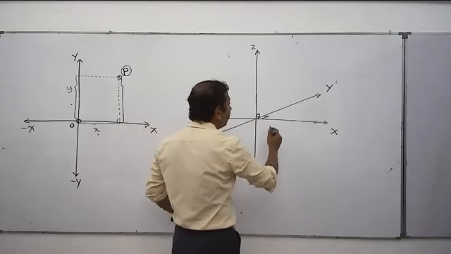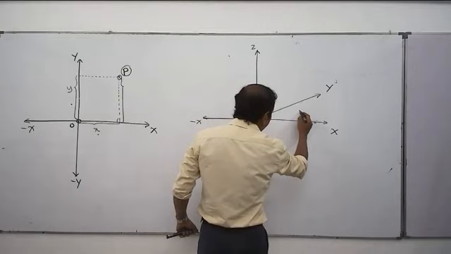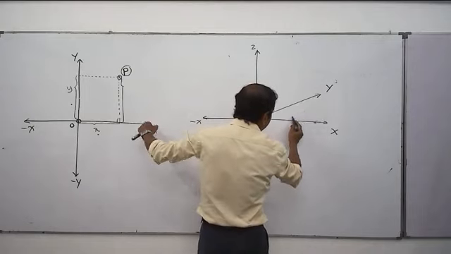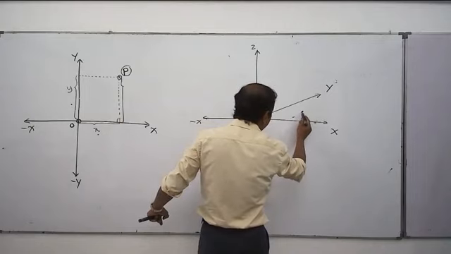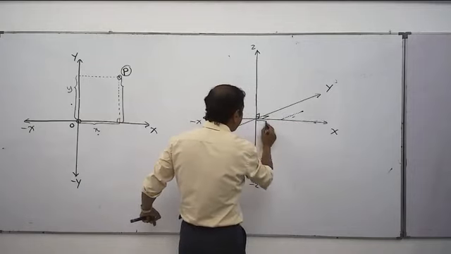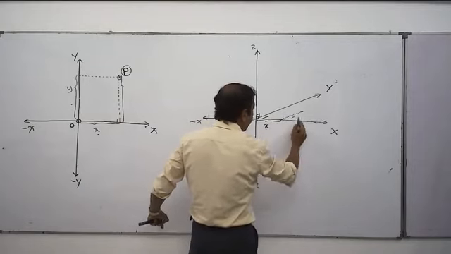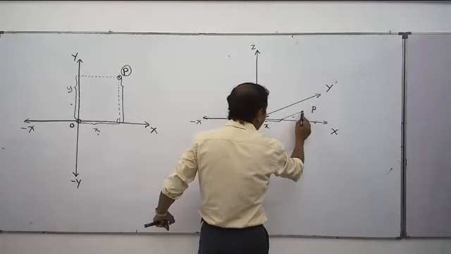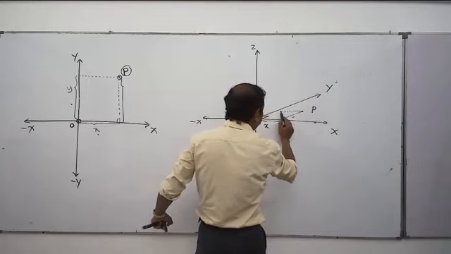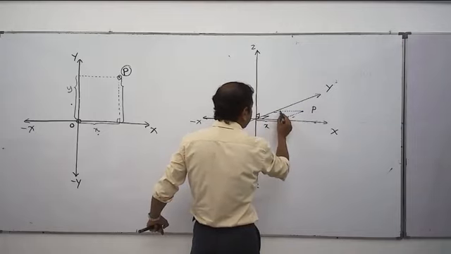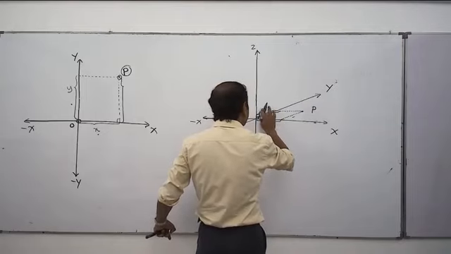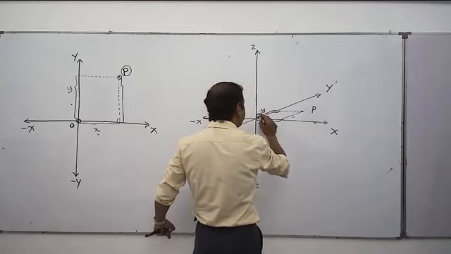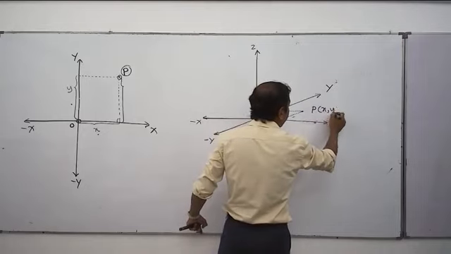Then the point P, how to find? Point P, when it is on the OXY plane, this plane, suppose here we have point P. Then this is the distance along x-axis to the point P, right? And we also drop a perpendicular like this. This is the y distance. Then the coordinates of P are x, y.